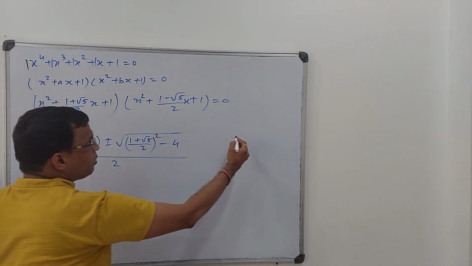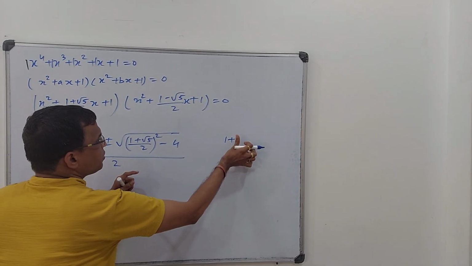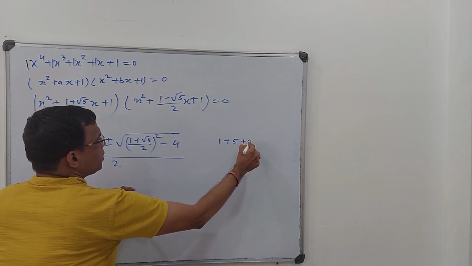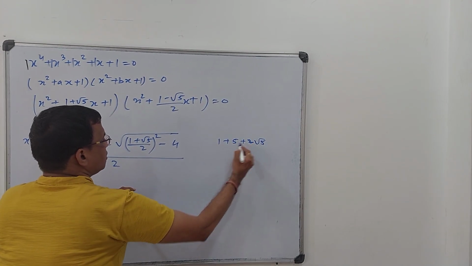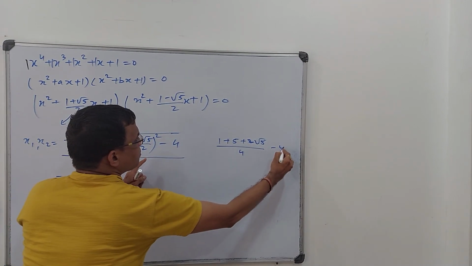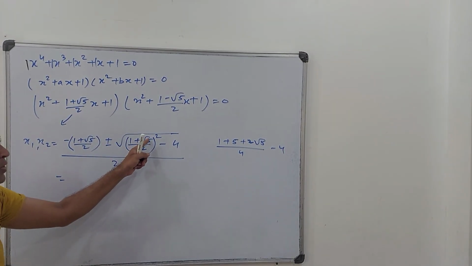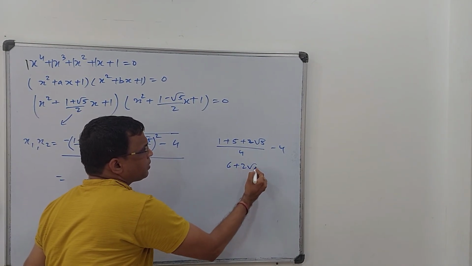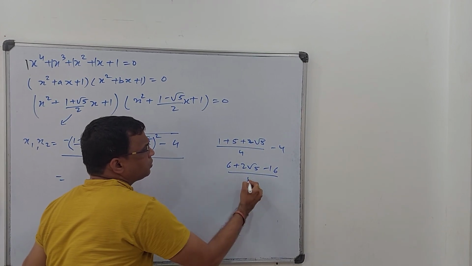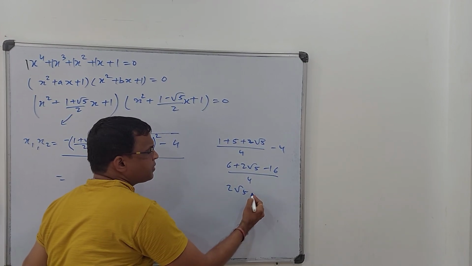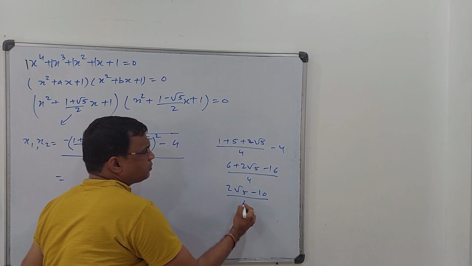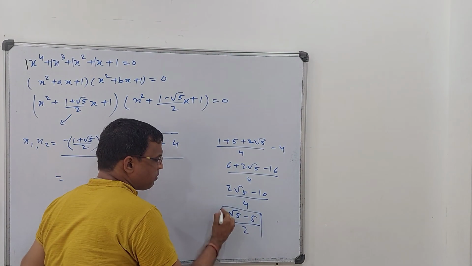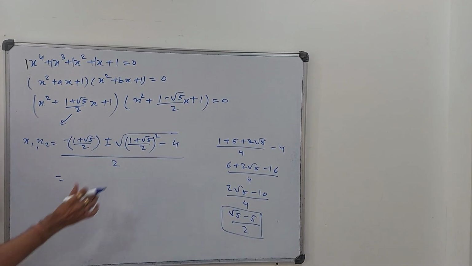So what will be that? I am just solving it here. 1 plus root 5 whole square, so it's the a plus b whole square identity. So it is a square plus b square plus 2ab upon 4 minus 4. And doing this cross, it is 6 plus 2 root 5 minus 16 upon 4. So 6 and minus 16 gives you minus 10, so it is (2 root 5 minus 10) upon 4. I can cancel 2, so it will be (root 5 minus 5) upon 2. That is something I am getting for this.